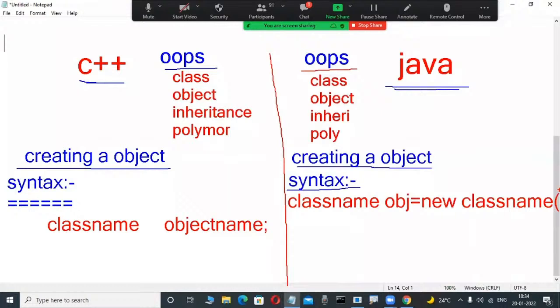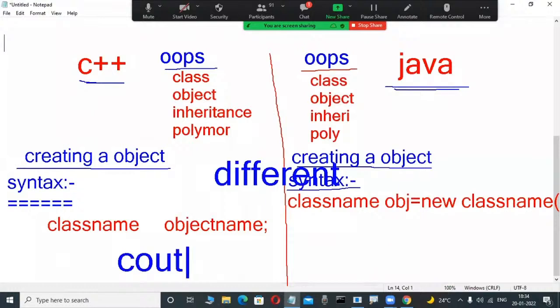Observe here. That's why these two languages are syntactically different or the same? Different. Syntactically different. Conceptually, OOPS concepts are the same, but syntactically different. And functions are also totally different. Suppose in C++ I want to display output, cout is a function, streaming output only. And now in Java, what is the function?